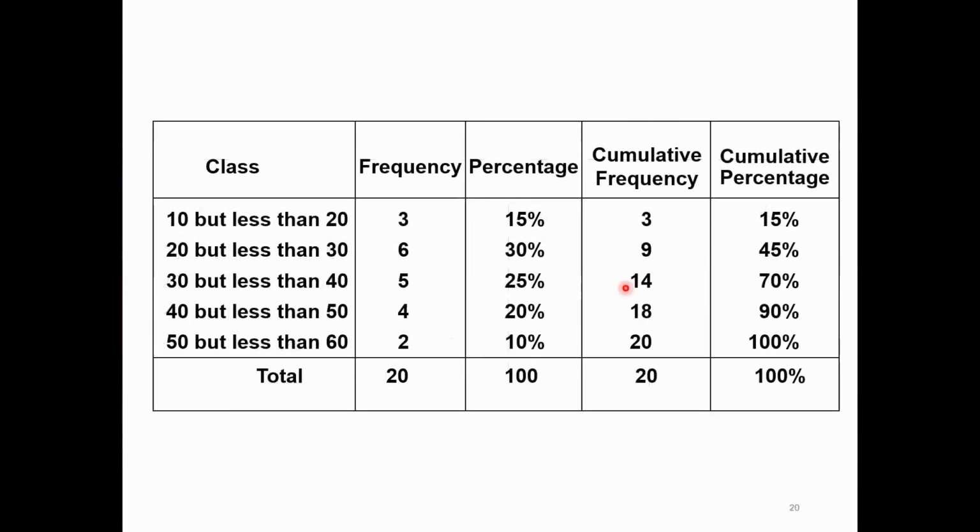We also talked about having a cumulative frequency. What does cumulative frequency mean? Very simple. So you have 3 data points initially, then you have 6 data points. So the cumulative would be 3 plus 6 is 9. In your third class, you have 5 data points. So 3 plus 6 plus 5 will give you 14 points. Likewise, you add up. And accordingly, you add up your cumulative percentage. Very simple.